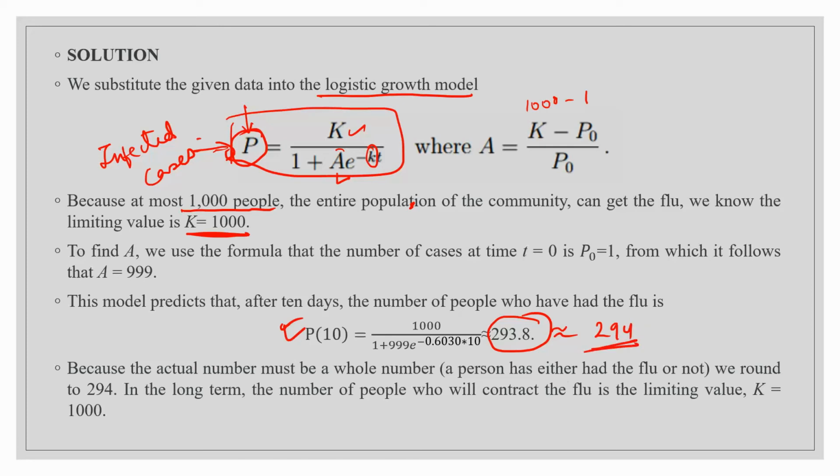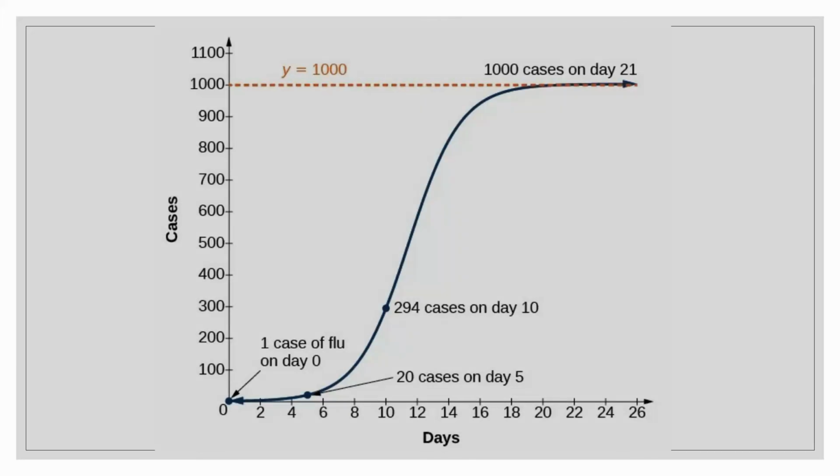So if we plot the figure and see how the infection is increasing, we can see that on the 10th day we will have 294 cases, and after that the entire population will get the disease in about 20 days. You can see that around 20 days the entire population will catch the infection.